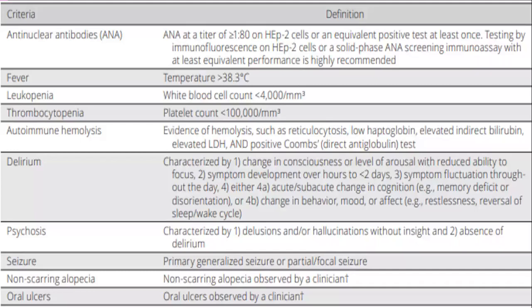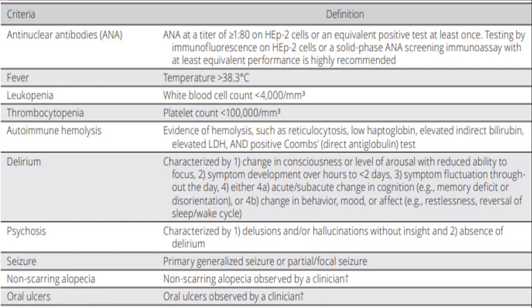So this is the criteria on how we diagnose systemic lupus erythematosus. Again, as I've mentioned, it is important that you know the manifestations because we do a point system to determine if the patient really has systemic lupus erythematosus. First and foremost, we determine the presence of anti-nuclear antibodies. Usually if the titer is 1:80 or more on Hep-2 cells or an equivalent positive test at least once, we can continue the workup for systemic lupus erythematosus.